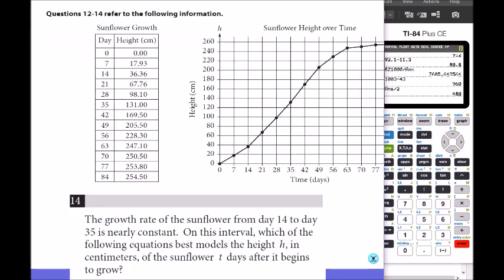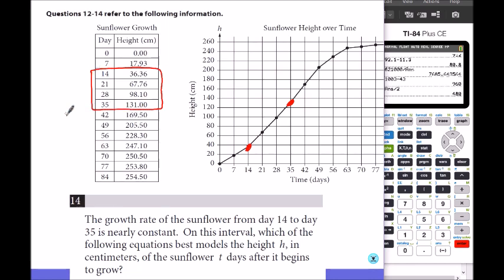Rate of change. 14. The growth rate of the sunflower from day 14 to day 35 is linearly constant. So 14 to 35. Yeah, it's almost linear. On this interval, which of the following equations best models the height in centimeters of the sunflower t days after it begins to grow? So 14 to 35.